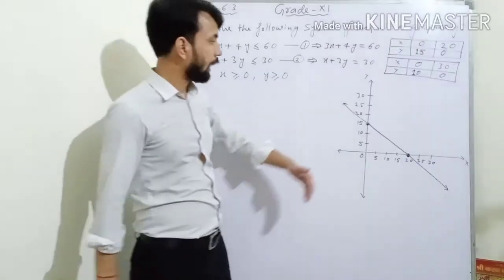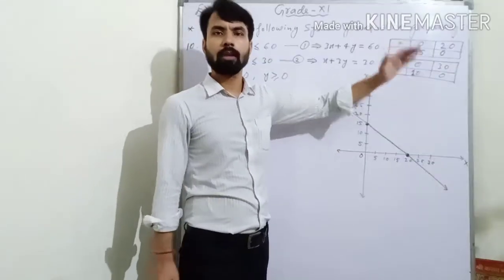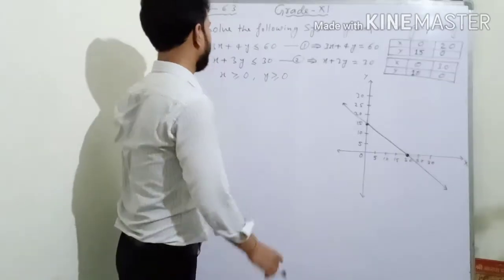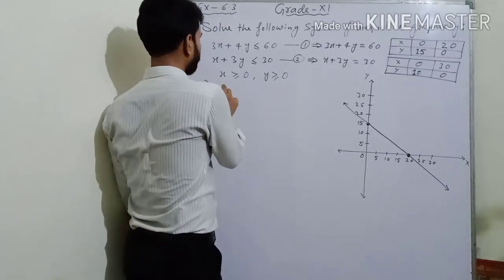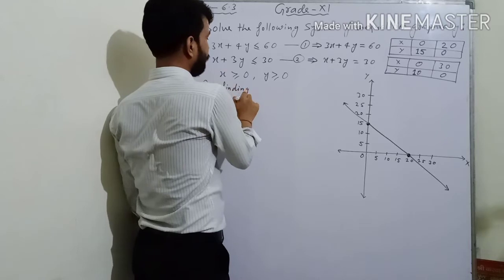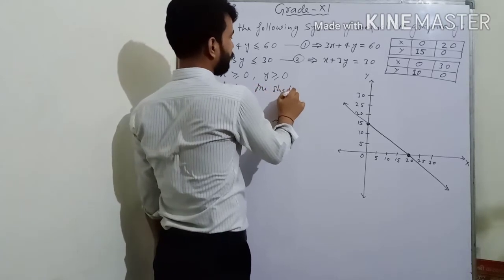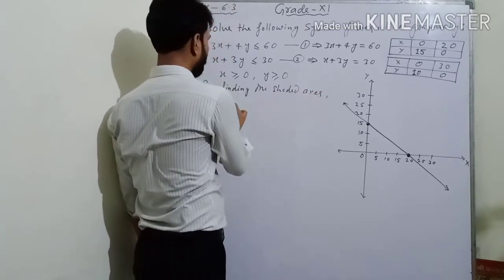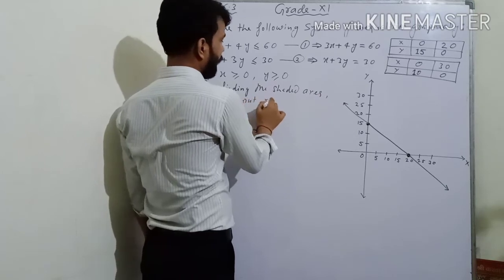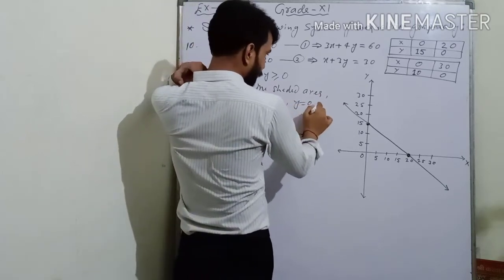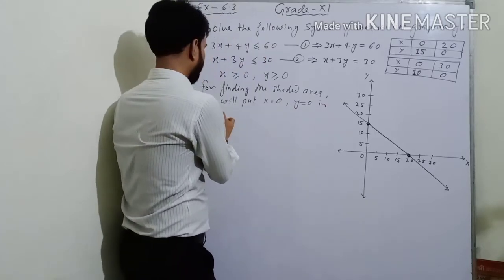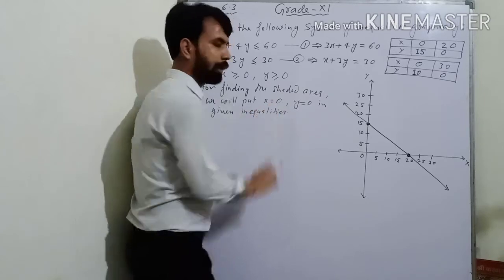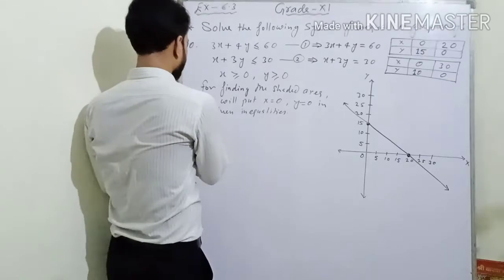Now, shaded region. We have to shade the region towards the origin or away from the origin. So we will have to put 0, 0 in both the inequalities. So for finding the shaded area, we will put x equal to 0 and y equal to 0 in the given inequalities. Clear?